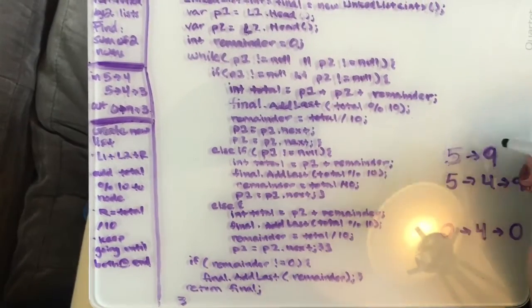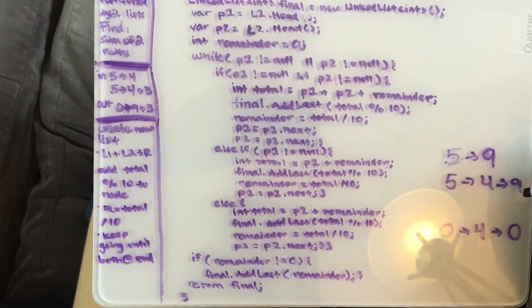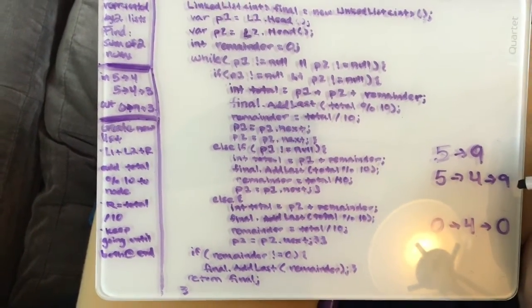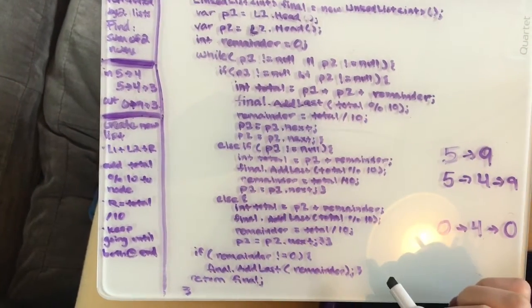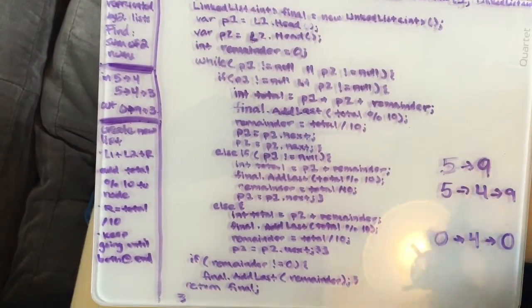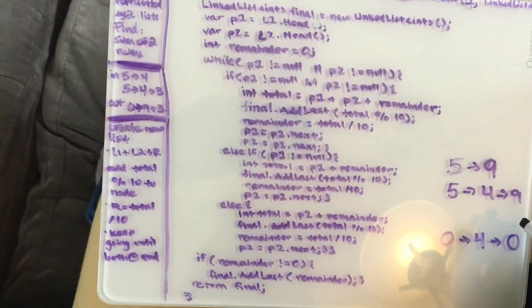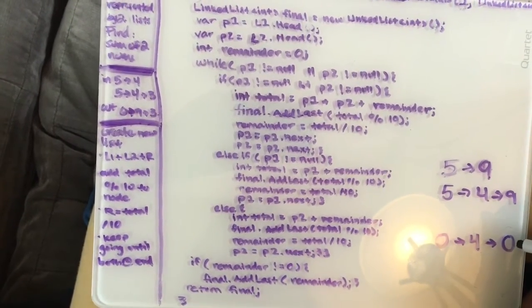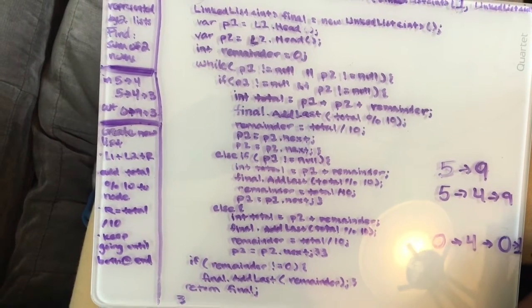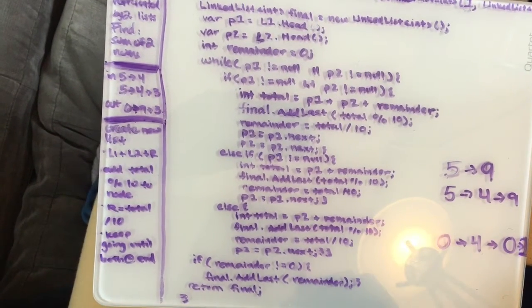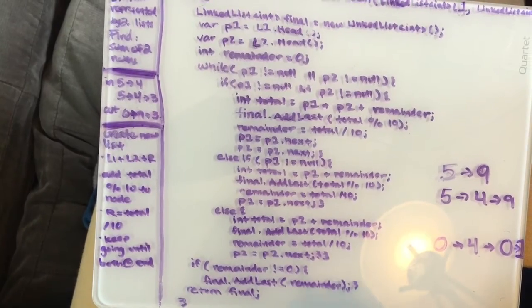So once we've run out of here, then our loop will stop because there's no more next for either. Then it's going to check if the remainder is not equal to 0, so in this case it would be equal to 1. Then we're going to add that, whatever the remainder is, to the end, and then return the final.